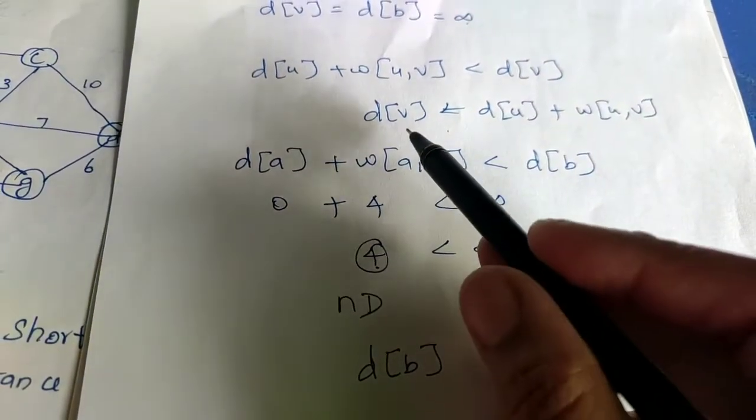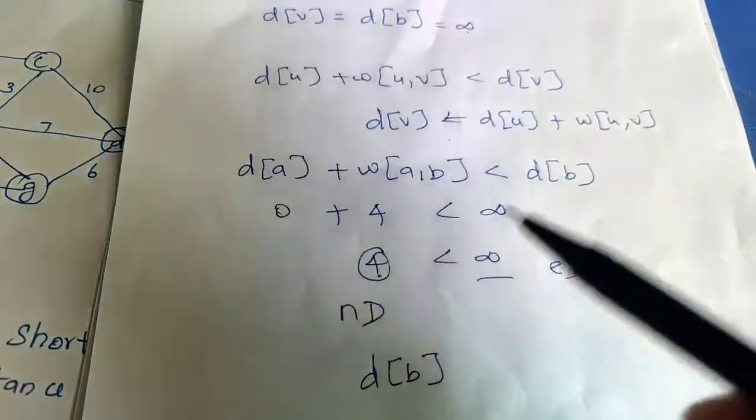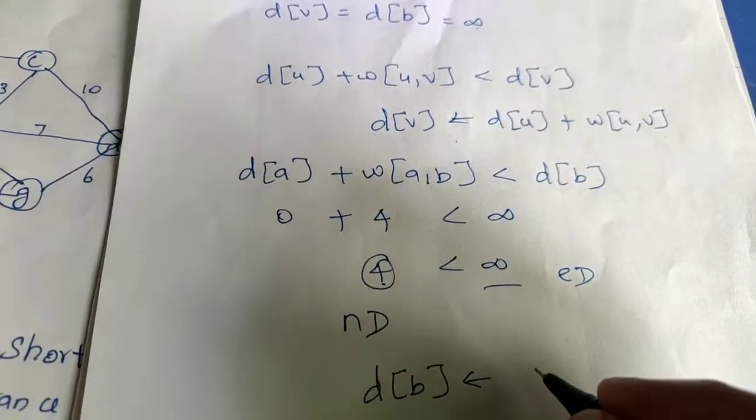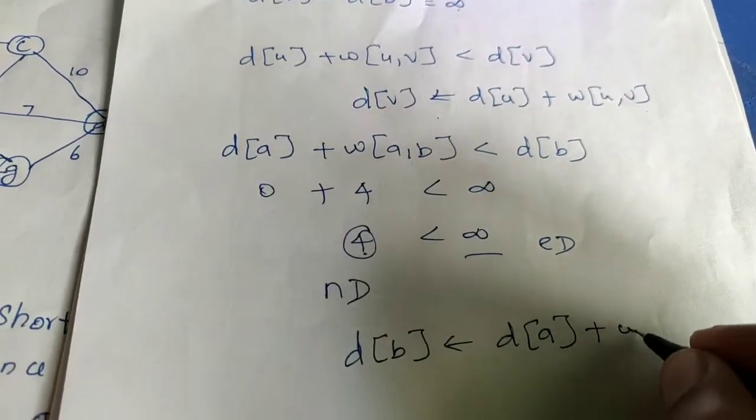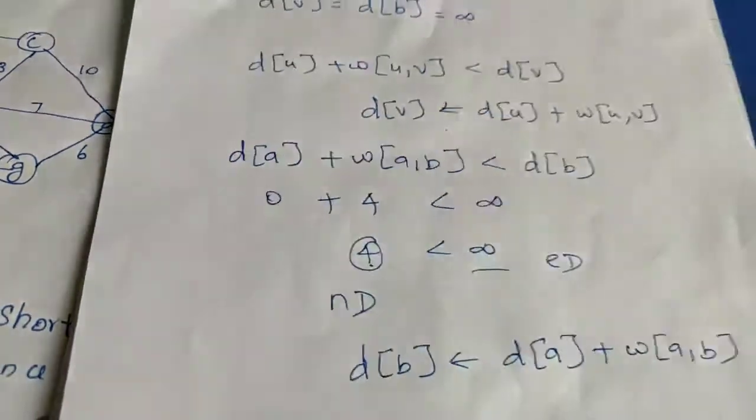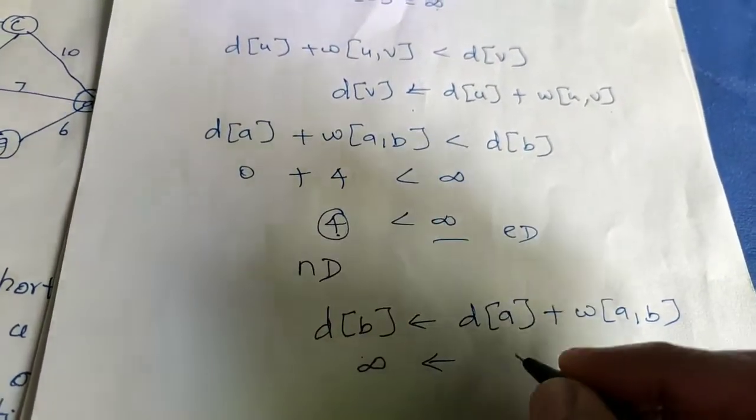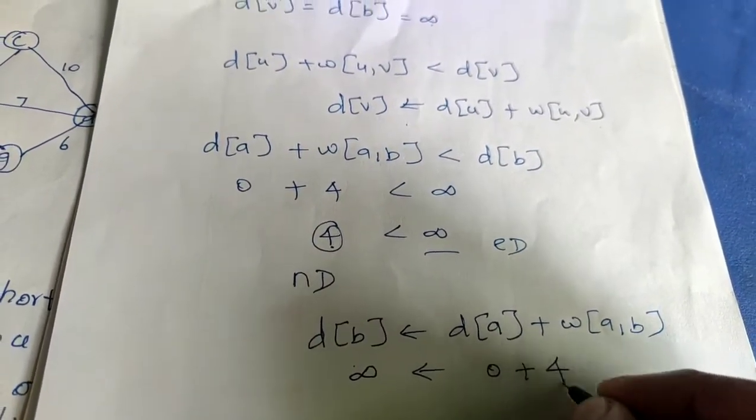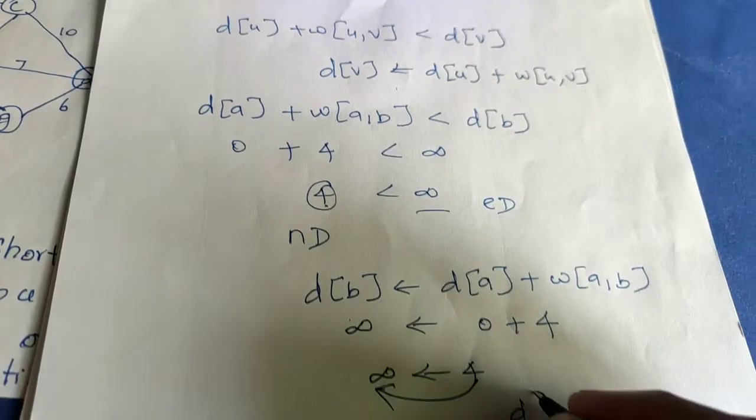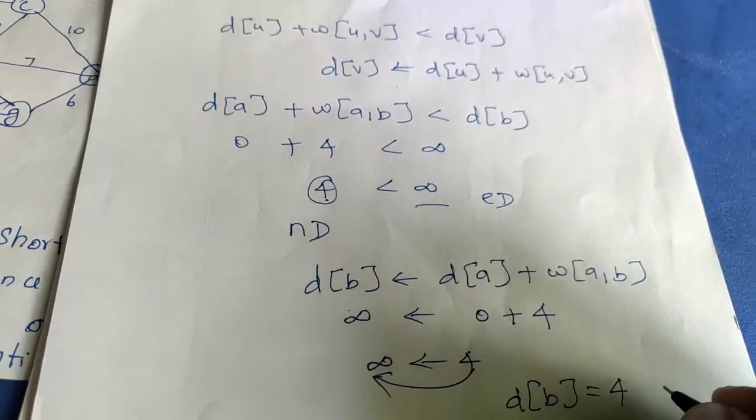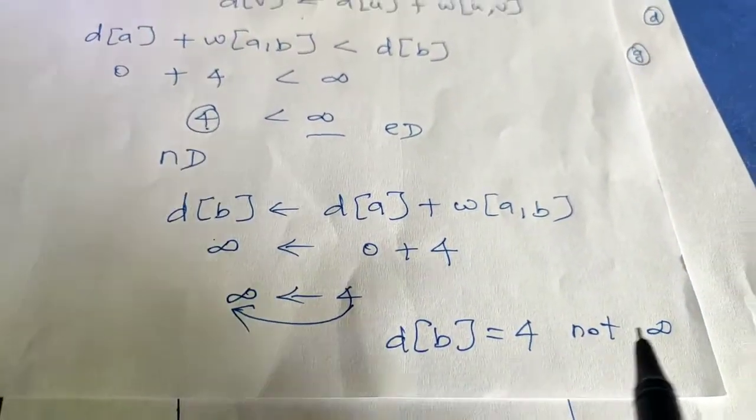That is, update the distance of V with the distance of U plus weight on the edge U comma V. I am just going to rewrite that statement as distance of B should be updated with distance of A plus weight on the edge A comma B. Now distance of B is infinity at present. That should be updated as 0 plus 4. That is, infinity got updated with 4. Now distance of B is 4, not infinity.